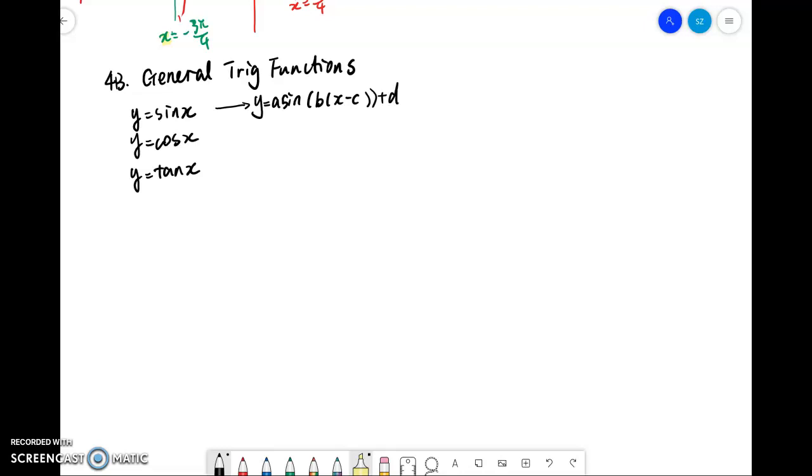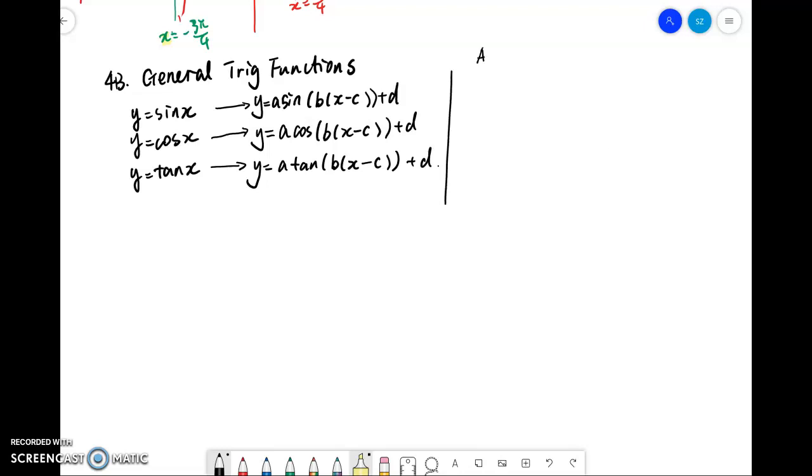By the way, guys, I would really like you to write this down in your book, because if you only watch me doing this, it wouldn't really go into your head. So it's best that you copy it down in your book, okay? So y is a cos bx take c plus d. y equals a tan bx take c plus d. All right, so these are all the general trig functions. Okay, and then we have some properties like amplitude, we have period, we have principal axis.